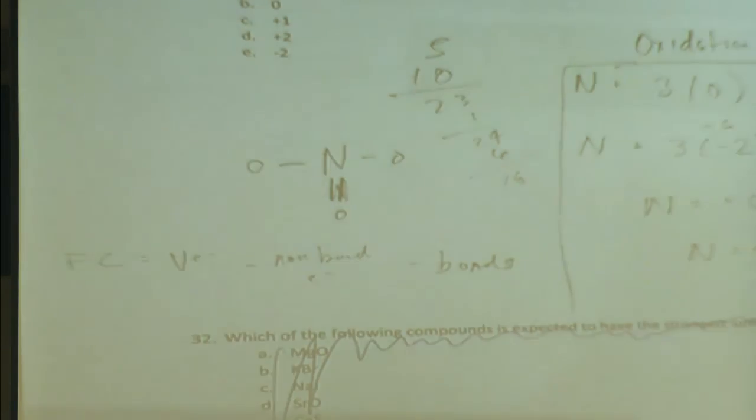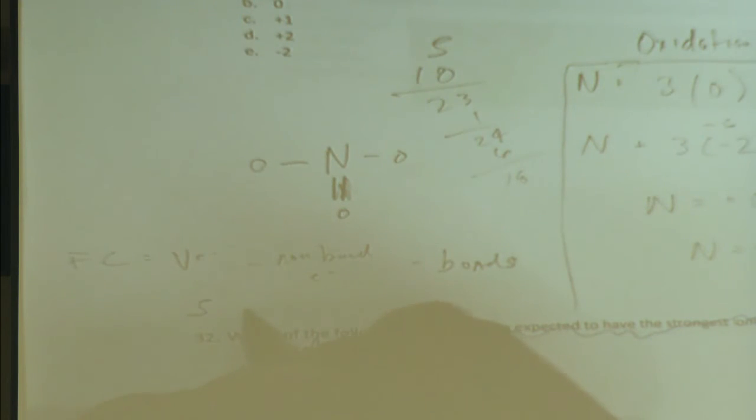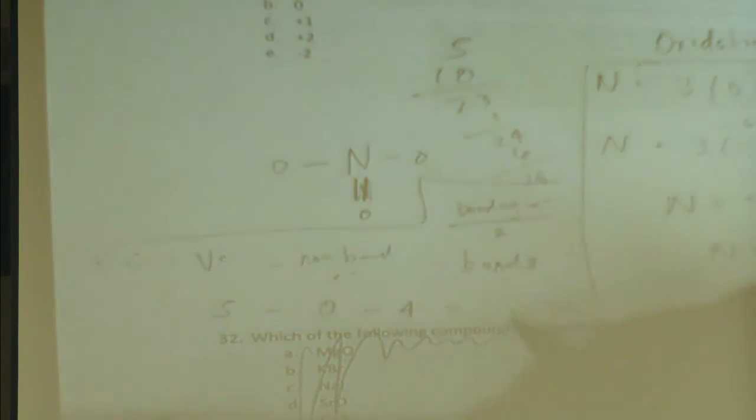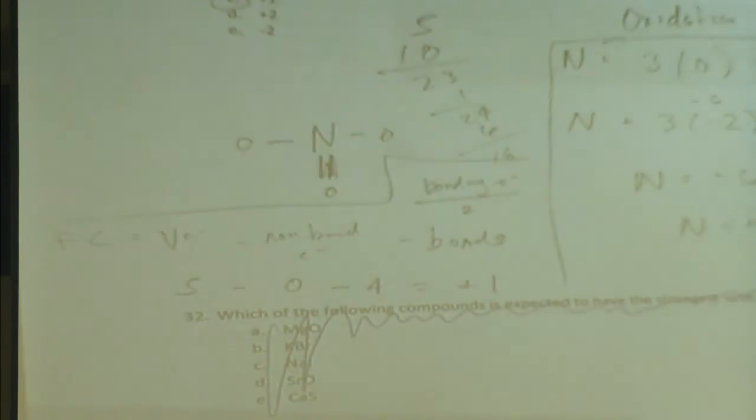So, how many valence electrons in nitrogen? 5. And how many non-bonding? How many bonds? 4. And what does that equal? +1. So remember that nitrogen with 4 bonds is always +1.